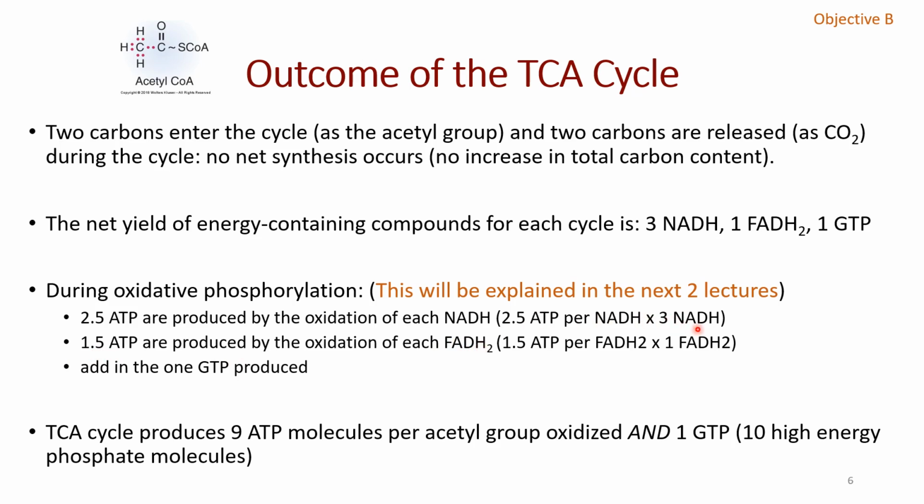And if you think about the fact that there are 3 NADHs produced for each turn of the cycle, and there is 1 FADH2 produced for every turn of the cycle, 3 times 2.5 plus 1 times 1.5 is equal to 9 molecules of ATP produced for every turn of the TCA cycle. And we get that 1 extra GTP molecule being produced. And so we say 10 high-energy phosphate molecules are produced for each turn of the TCA cycle.